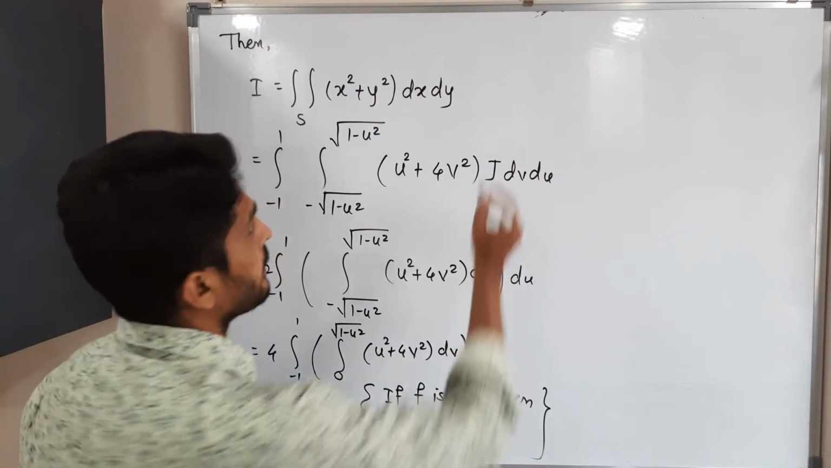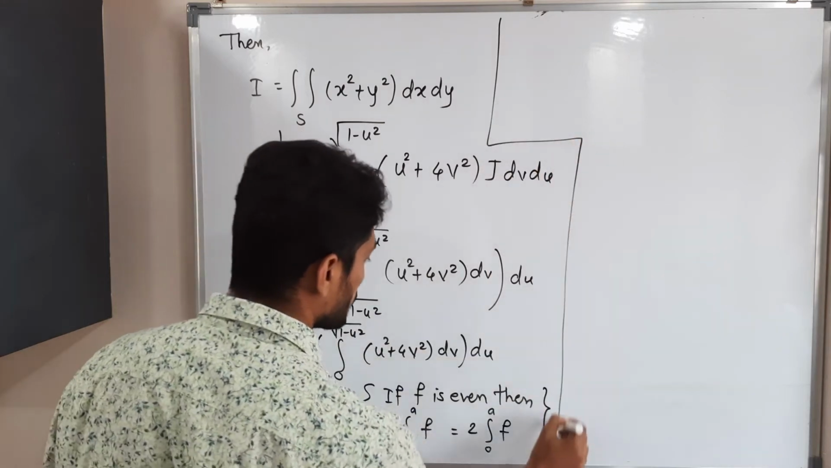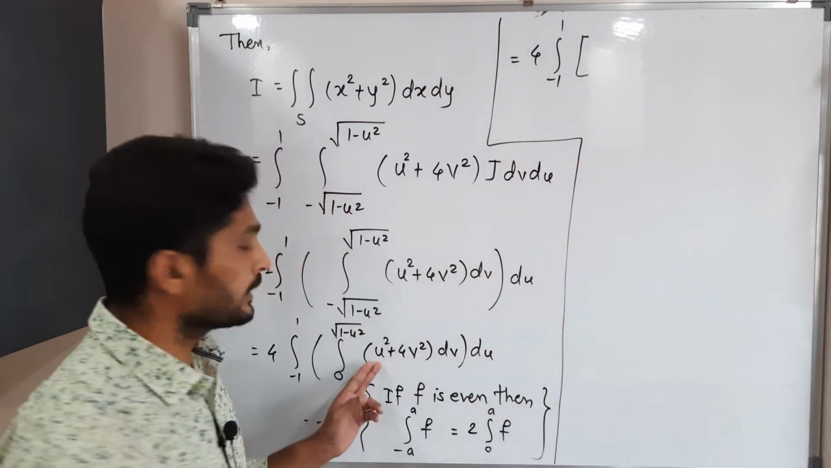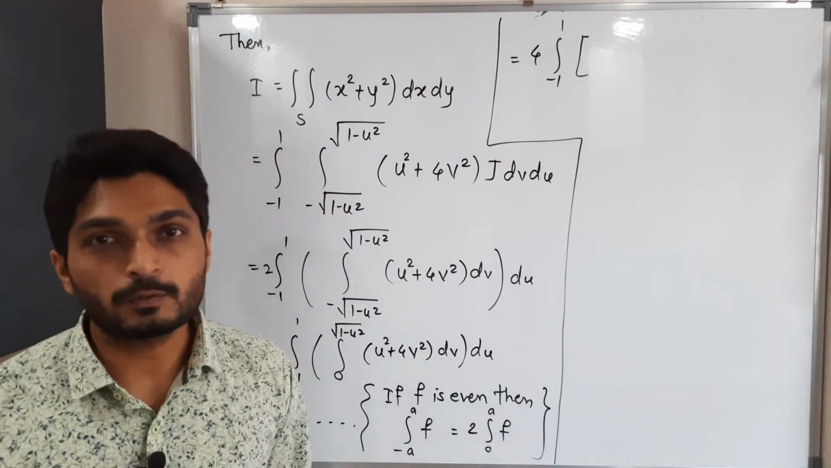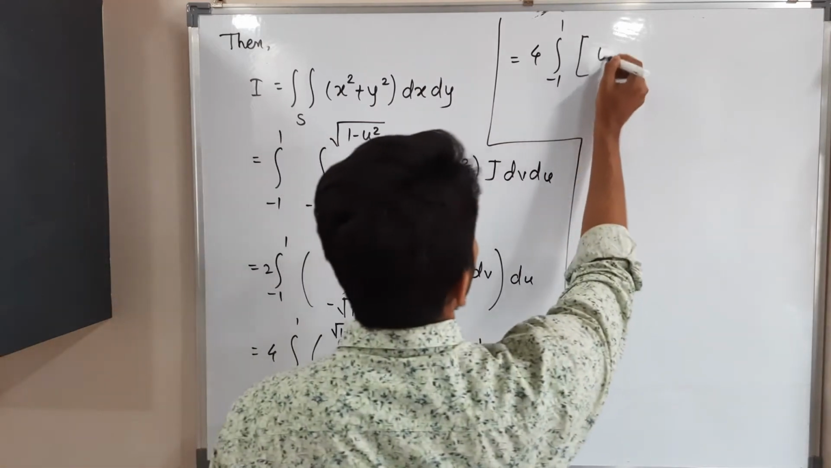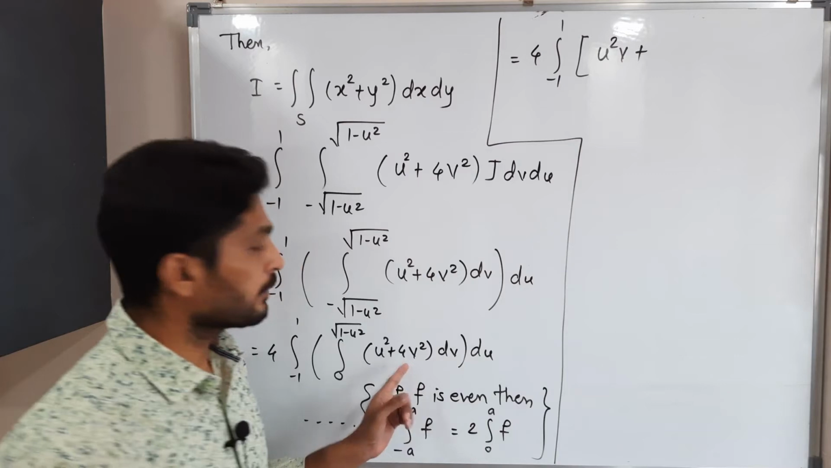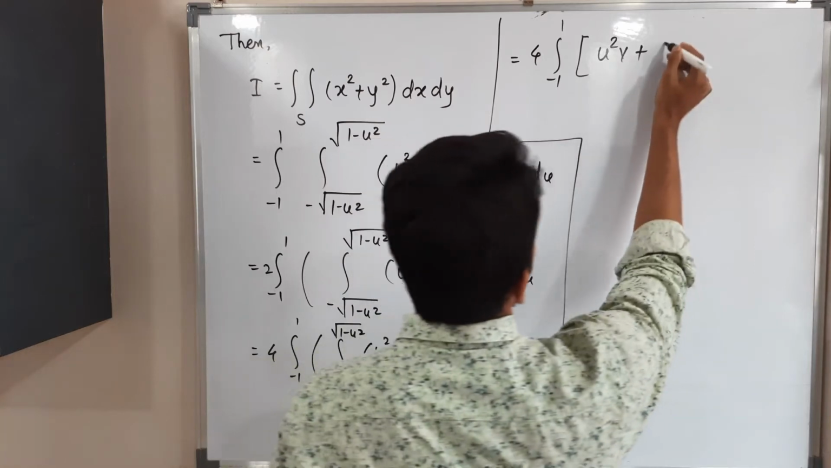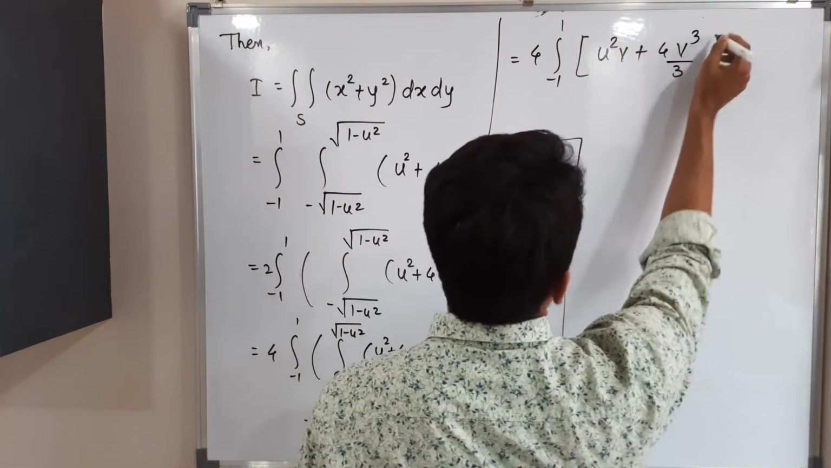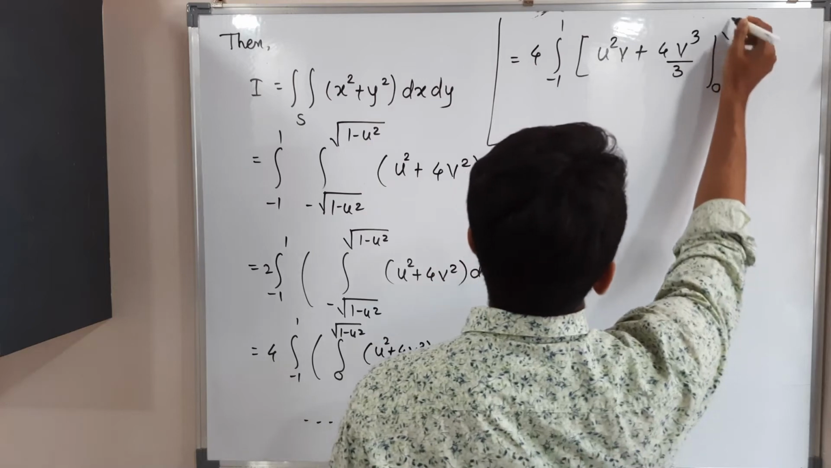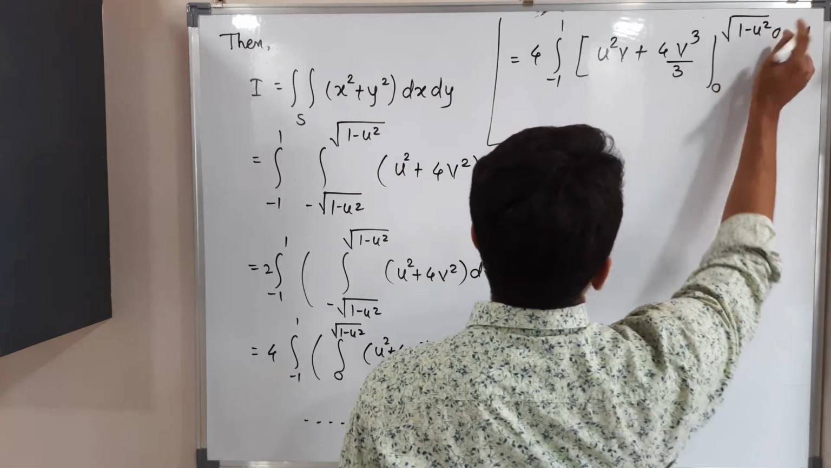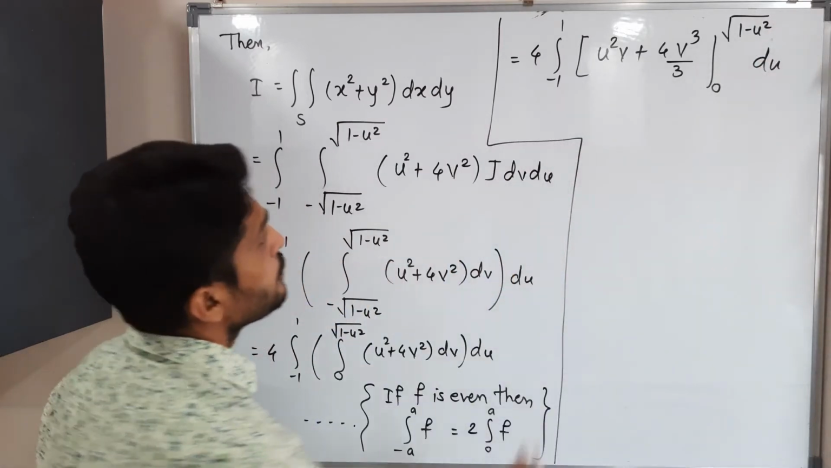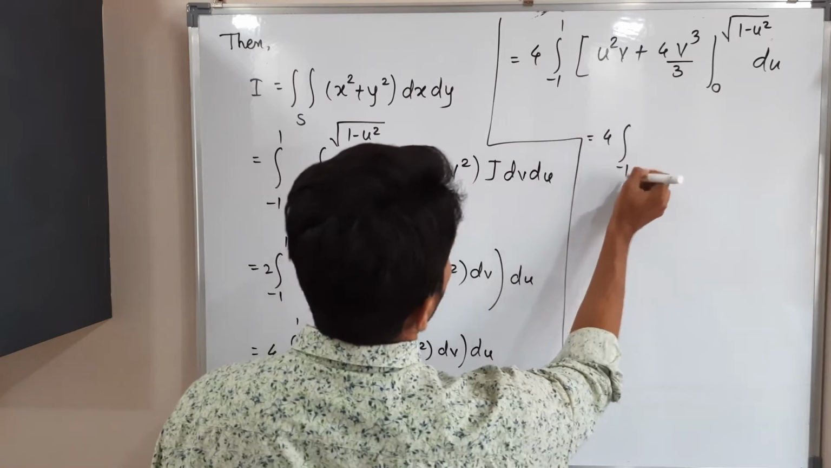Okay, so now we will integrate. This is equal to 4 integration -1 to 1. What is the integration of u square? u square is a constant and we are integrating with respect to v, so its integration will be u square v. What will be the integration of 4v square? 4 is a constant. Integration of v square is v cube by 3. So 4 v cube by 3 having limits 0 to root 1 minus u square, du.